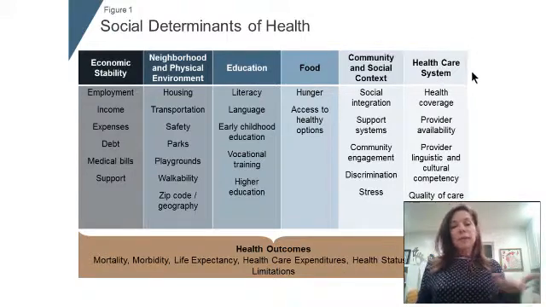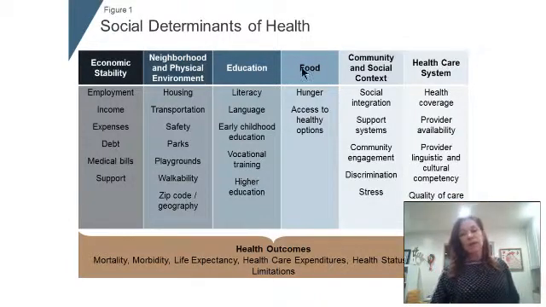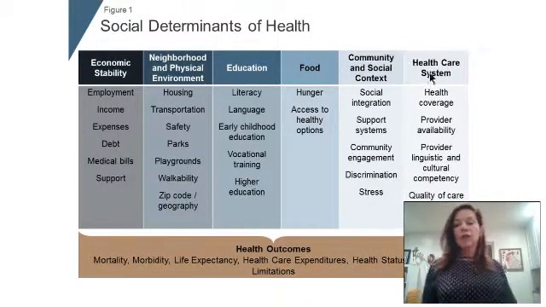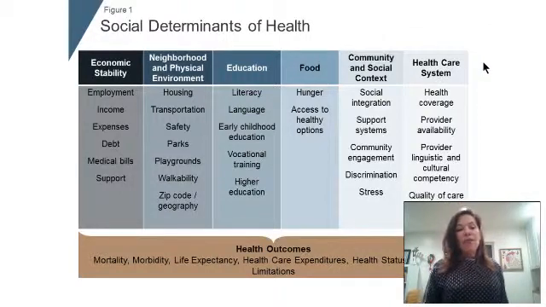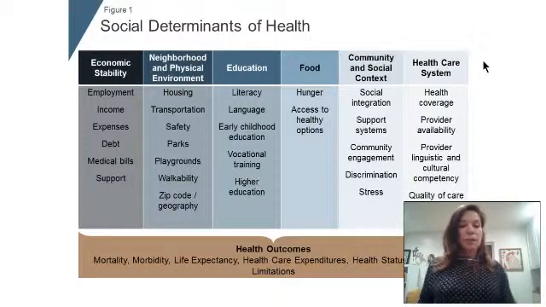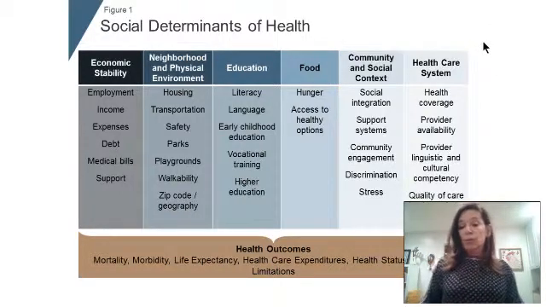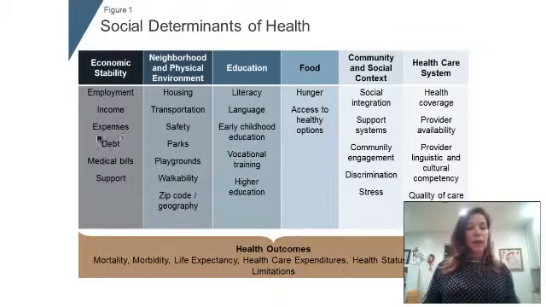Your group has decided upon one of these 6 categories: economic stability, neighborhood and physical environment, education, food, community and social context, or healthcare system. And then you were asked to narrow down an issue that your group was interested in researching for this topic.